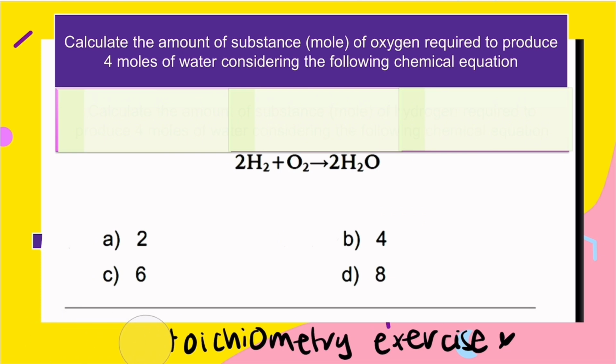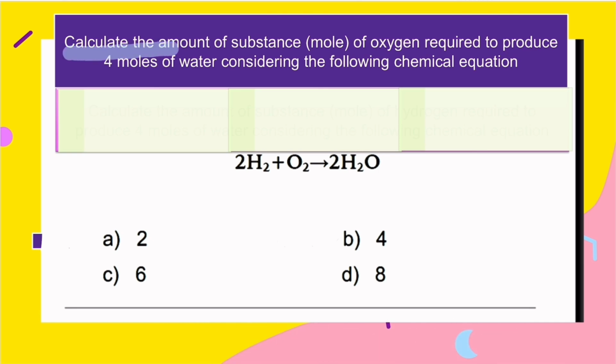The exercise states: calculate the amount of substance in mole of oxygen required to produce 4 moles of water, considering the following chemical equation. The first thing we have to do is look at the coefficients, which tell us what the reaction is like in terms of the amount of substance. In here, we have 2 moles of hydrogen that reacts with 1 mole of oxygen, and that produces 2 moles of water.